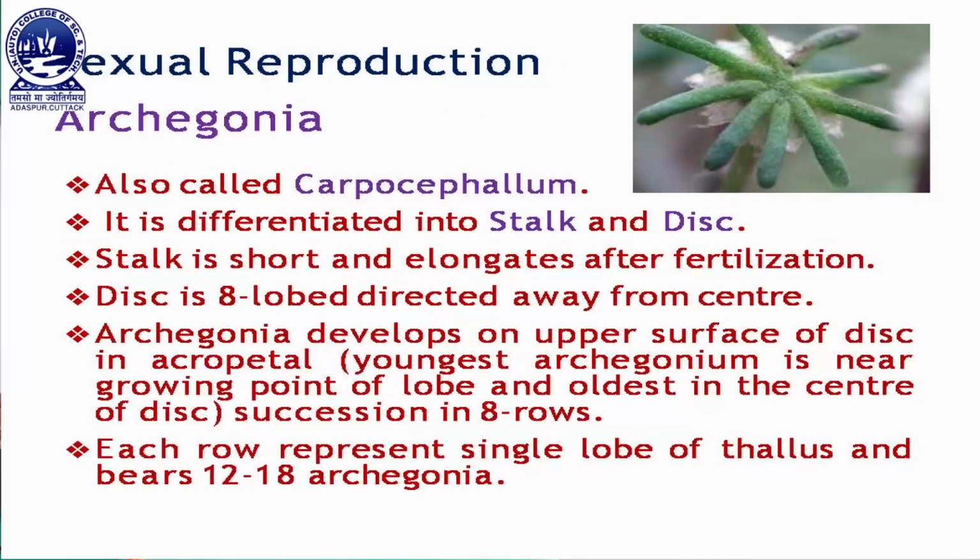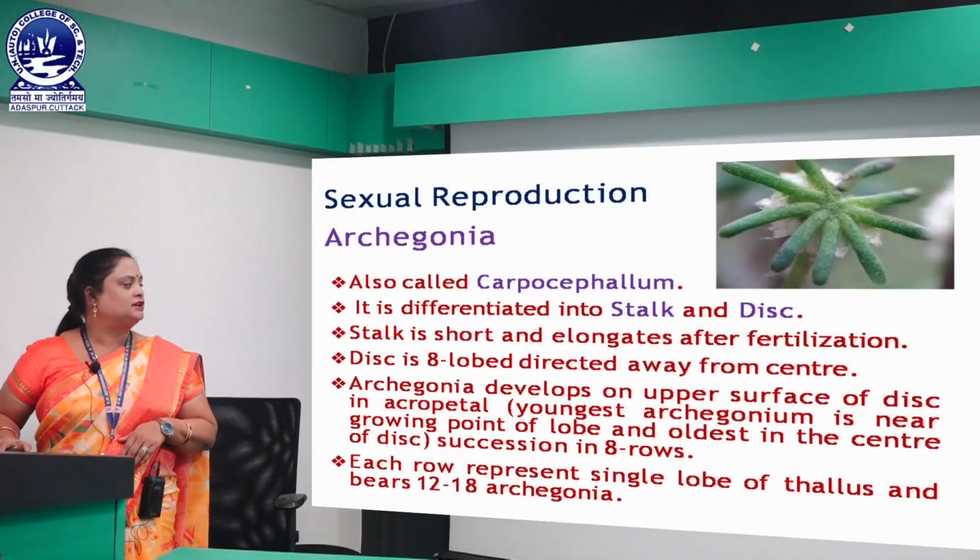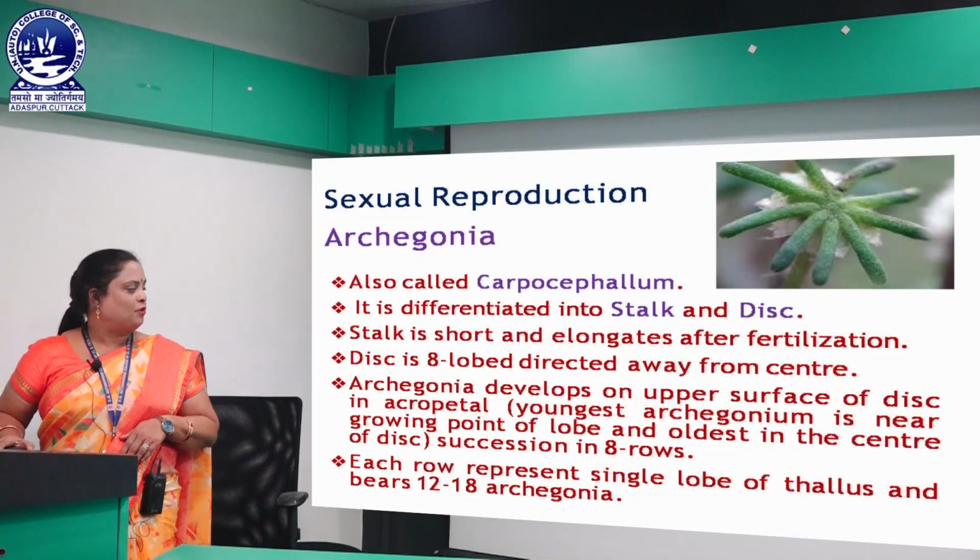This is the archegoniophore, and this one is the archegoniophore. The archegoniophore is also called the carpocephalum. It is differentiated into a stalk and a disc. The stalk is short and elongates after fertilization. It also has 8 lobes directed from the center. Archegonia develop on the upper surface of the disc, but after fertilization the disc gradually elongates and the archegonia hang towards the lower side, that is, inverted.